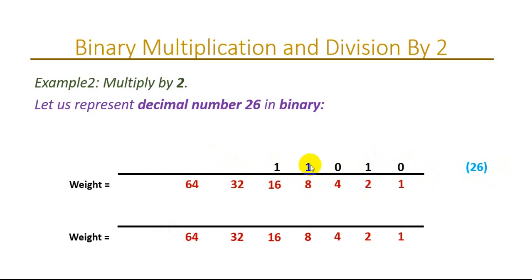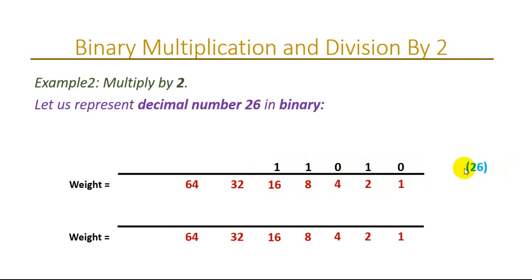The numbers that are not there, that's why we have put 0. So one 16, one 8, and one 2. So 16 plus 8 is 24, plus 2 is 26. So this is how you write 26 in binary: 1 1 0 1 0.